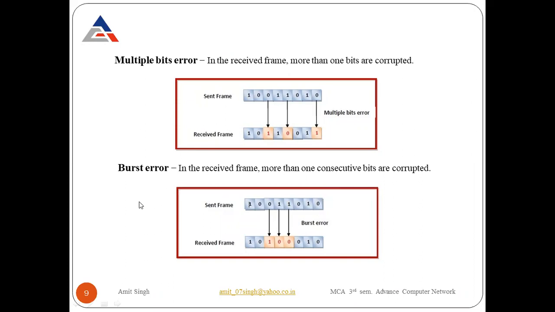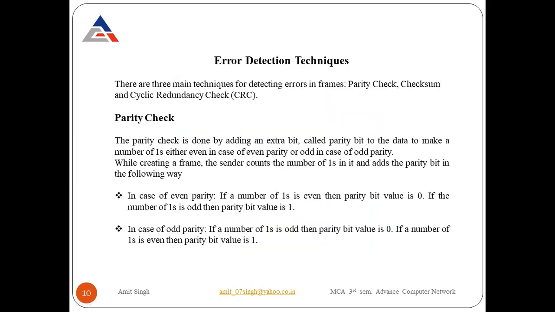And the last one is burst error. In the received frame, more than one consecutive bit is corrupted. More than one bit, but these bits are consecutive, which means in serial order. When consecutive bits change their value, this error is known as a burst error. As shown in the figure, the consecutive 3 values are changed from 0 to 1, from 1 to 0, and from 1 to 0. So these are the different types of errors.